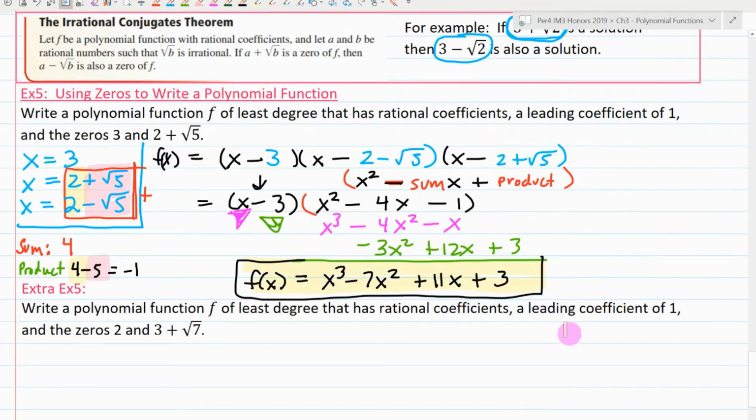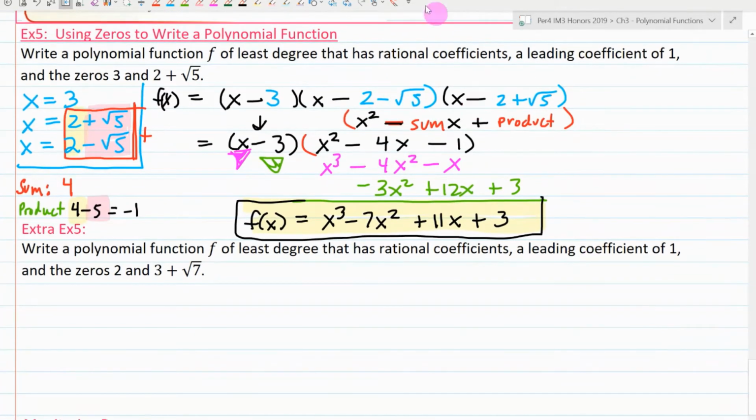All right, for the next problem, I would like you guys to try it and see what you get. Try the same method that I showed you in the previous problem up here. And then let's go ahead and do that. All right, so hopefully you're done now. And so the zeros are x equals 2, x equals 3 plus the square root of 7.